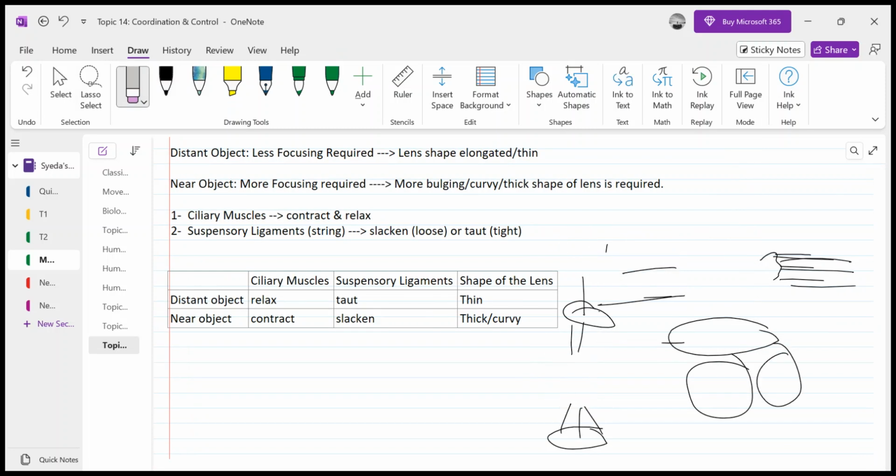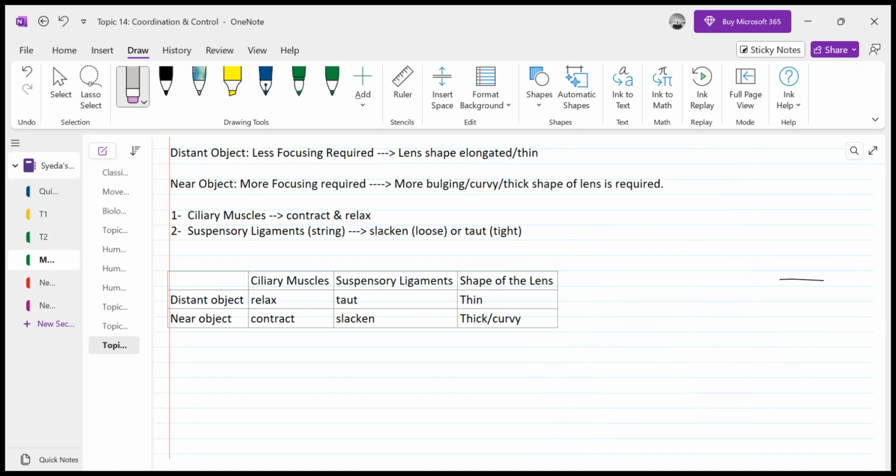Let me tell you again what is happening. For example, this is the lens, right? These suspensory ligaments are slackened, now they are loosened, so that's why the shape would be more bulging. But whenever they are stretching, the lens will become elongated. This is actually happening in accommodation.